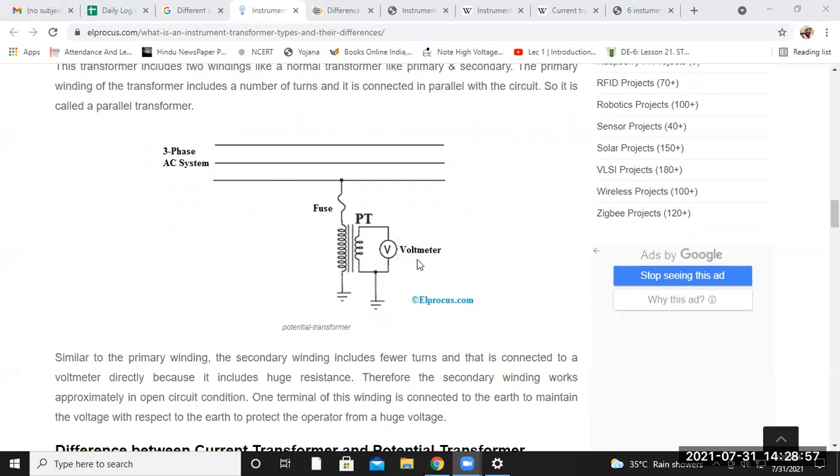So this is the circuit diagram of your potential transformer. This transformer normally includes two windings like a normal transformer. This is your primary side, where this is the connection of your fuse. This is the winding, and this is the voltmeter having a smaller range with respect to the higher voltage. Now this whole system is connected in parallel with the supply source, or you can say the power circuit source. It is connected in parallel, so it is also named a parallel transformer.